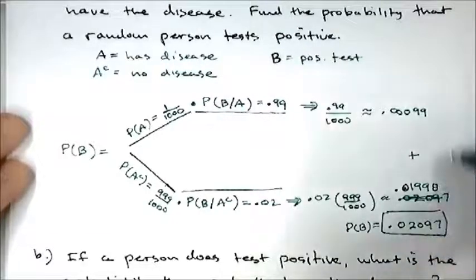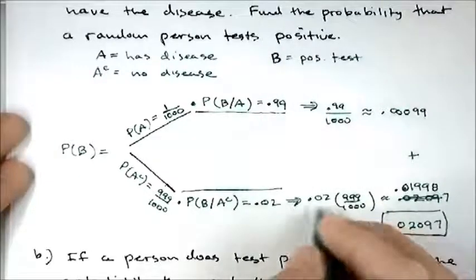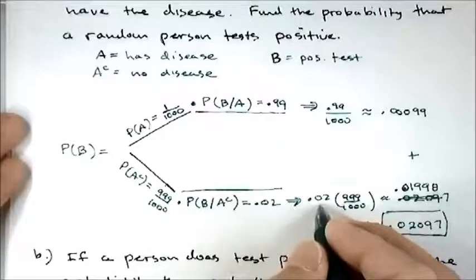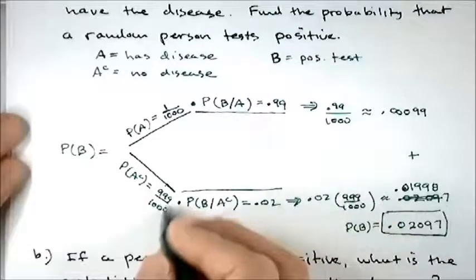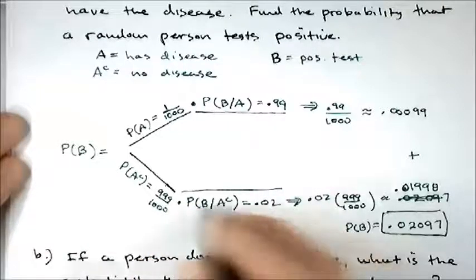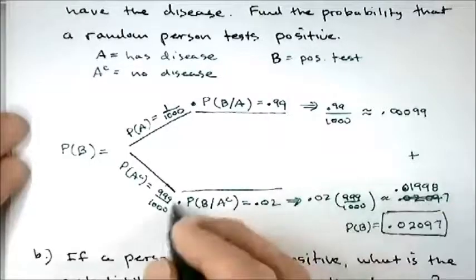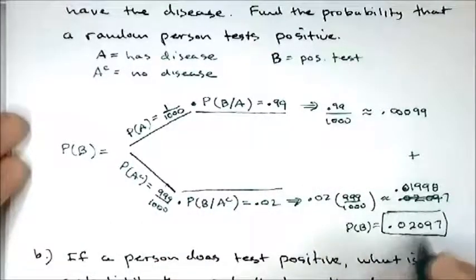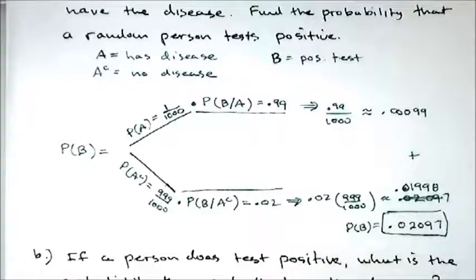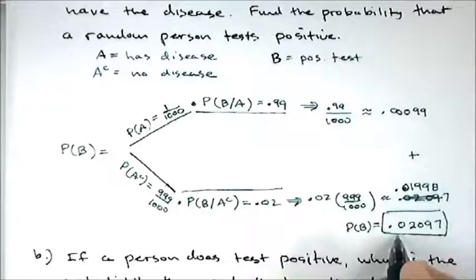But you can kind of see here, in terms of who's contributing to that, most of that number is coming from the people who don't have the disease, right? Even though it's a very small false positive rate, 2%, that's applying to most of the people, right? 999 out of the 1,000 people are the ones who don't have the disease. So if you times that by 0.02, you can see why that's just a little bit under 0.02, because that's almost 1, right? So most of this number right here, of all your positive tests, is coming from people who don't have the disease.